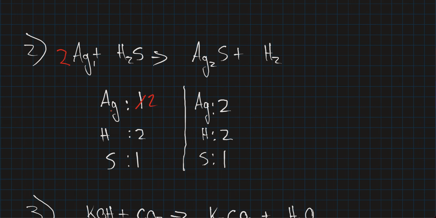therefore resulting in a balanced chemical equation. So as you can see, we have 2 of silver, 2 of hydrogen, and 1 of sulfur. Okay.